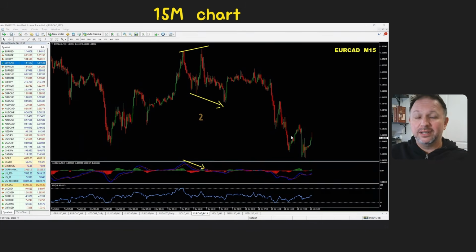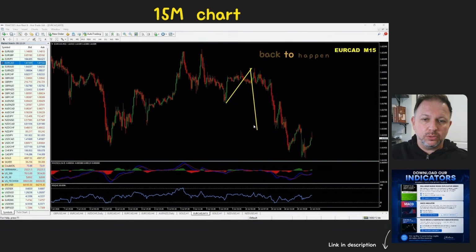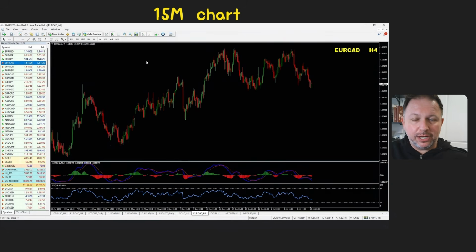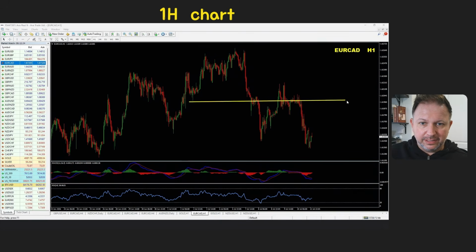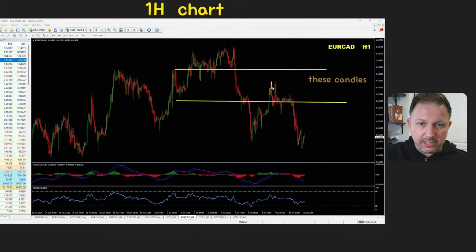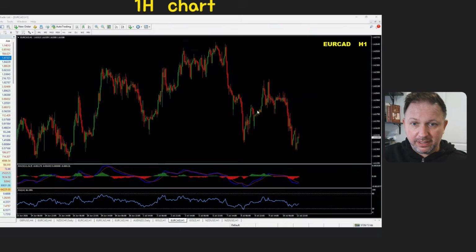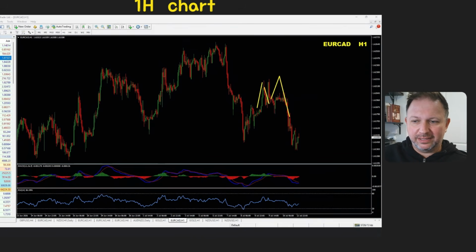This is step 2. Why did I do it this way? Step 2, which is the change of character. Step 3 is this pullback to happen and you attack your trade. So this is how you actually find your entry. You can, of course, after you identify the zone, wait for these candles to start flipping, or if you wanted a more advanced, go to lower time frames and look for this change of character.